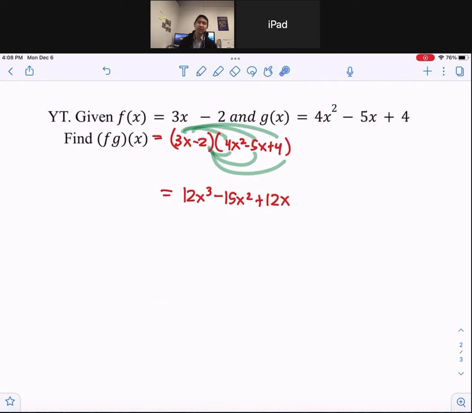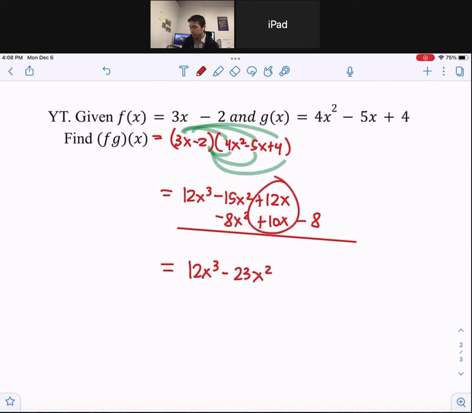Now, this is something that I like to do, you guys. I like to write it right underneath so that you can combine the terms straight up and down. So negative 2 times 4x squared, you guys, is negative 8x squared. Negative 2 times negative 5 is positive 10x. And negative 2 times 4, you guys, is minus 8. So combine like terms, so 12x to the third. Negative 15 minus 8 is negative 23x squared. 12 plus 10 is plus 22x minus 8. That would have been your guys' answer.